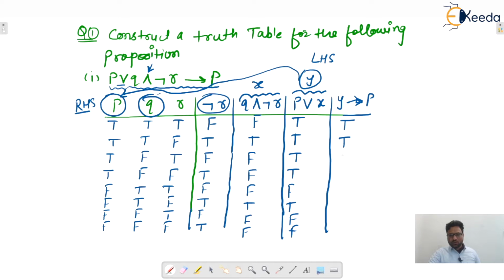True implies true is true. This one is also true. This one is also true. This one is also true. This one is false, because the LHS is true and the RHS is false.